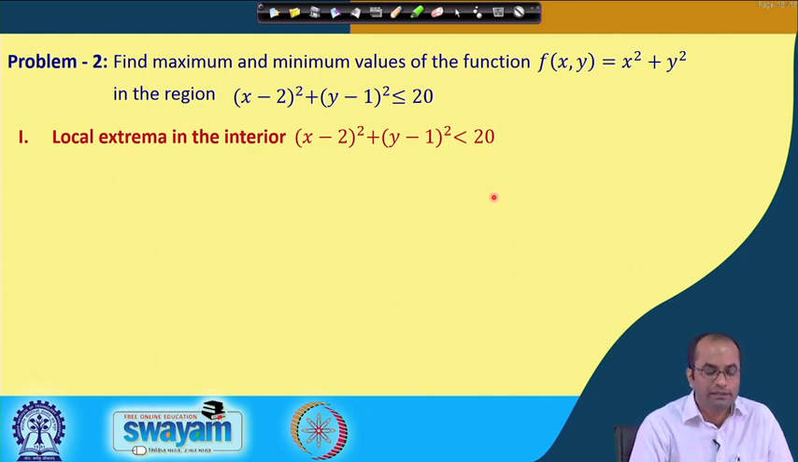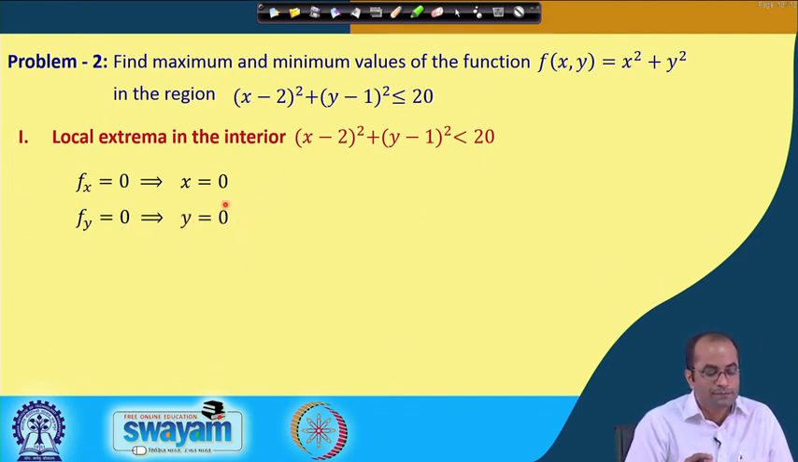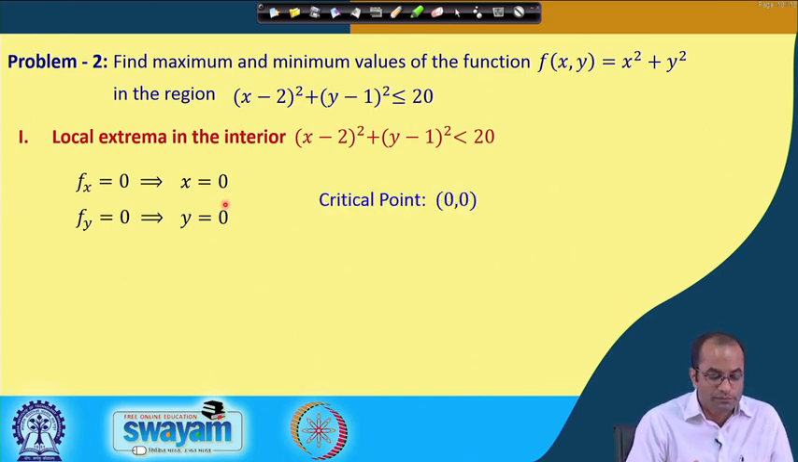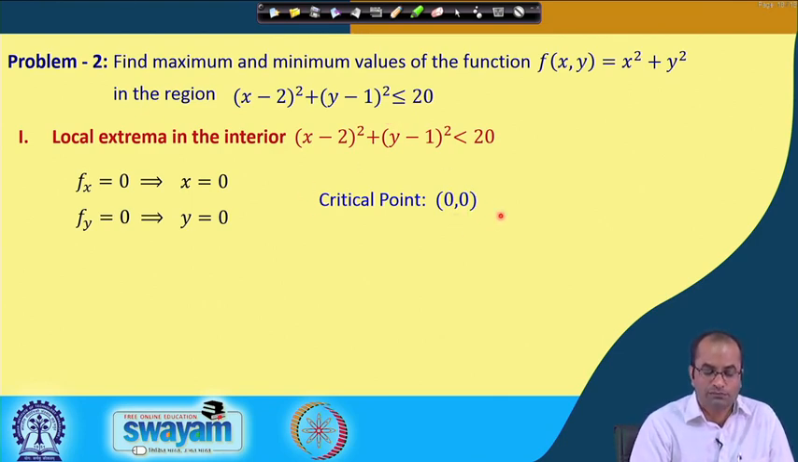So, we have this open domain, no boundaries, and we will compute f x is equal to 0, which is just 2 x is equal to 0. So, x is equal to 0, and we will compute f y is equal to 0. So, we see here y is equal to 0. So, our critical point of the problem here is 0 0, the only point which falls inside the domain. So, we have this point 0 0 in the domain itself. So, we will find the value of the function, and then that will tell us whether the function has the local minimum or the global minimum at this point.